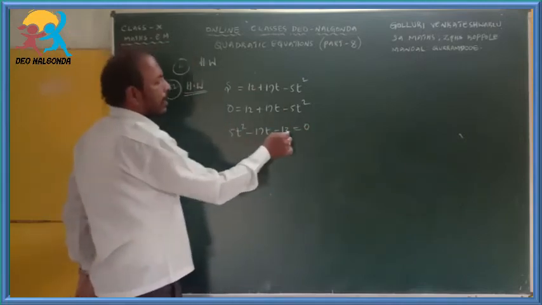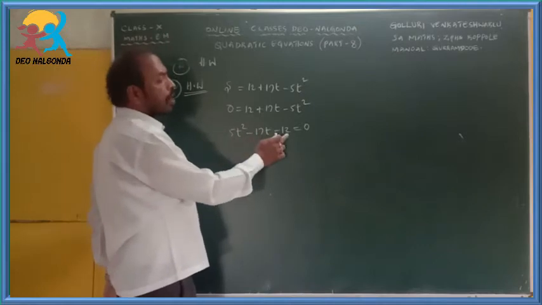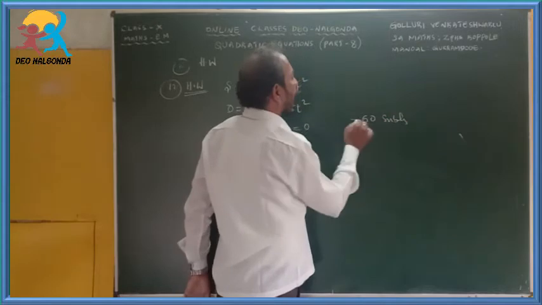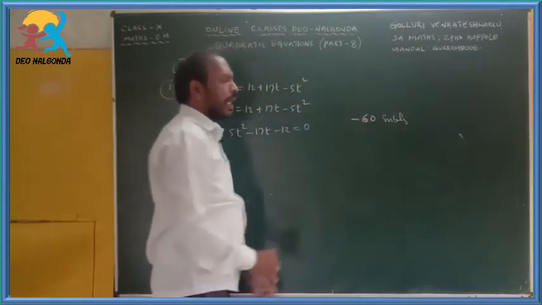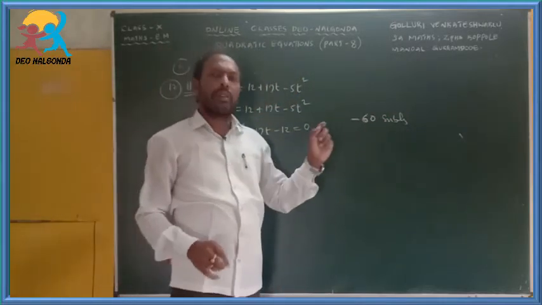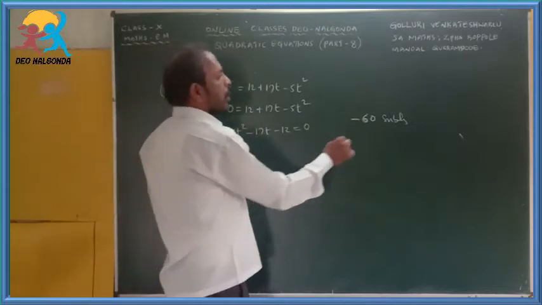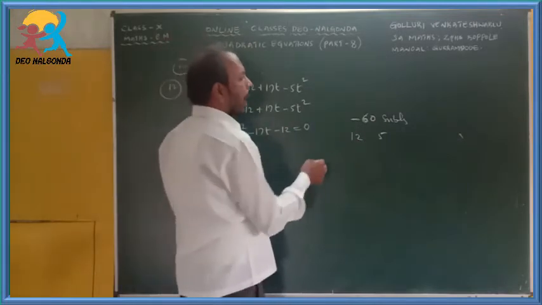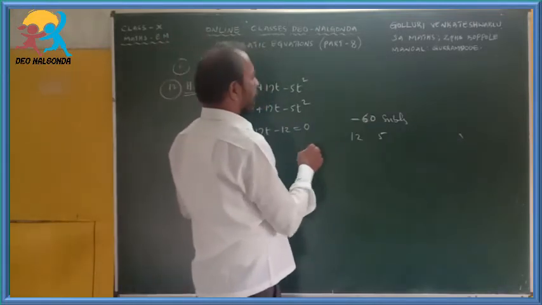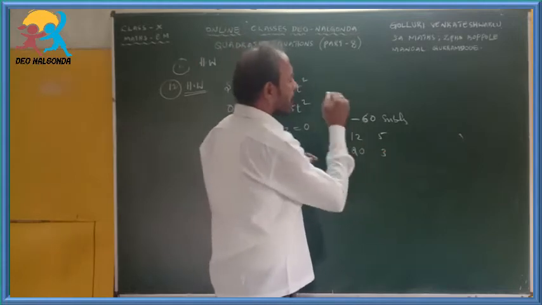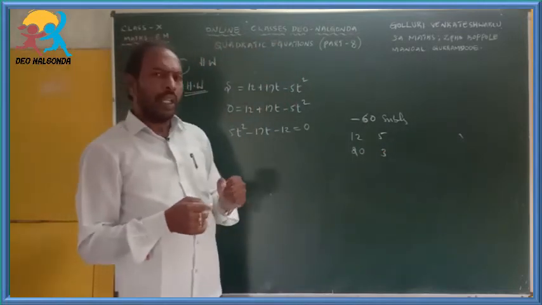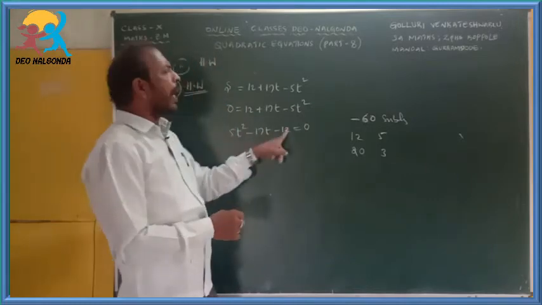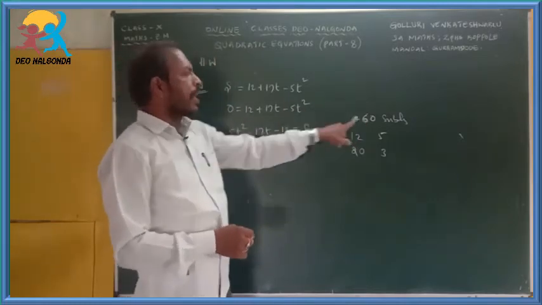12 fives are 60. The product of the t square coefficient and the constant value is minus 60. Because the product has a negative sign, we need to subtract the factors. 12 fives are 60, and 20 times 3 is also 60. Look here, very important. Here there is some confusion, but no need to be confused.